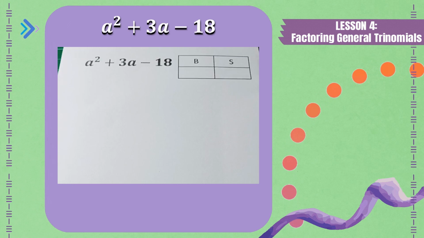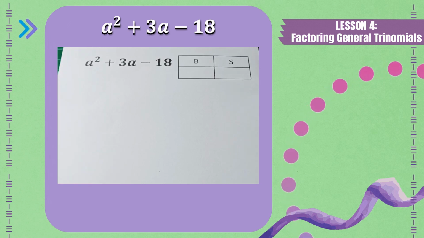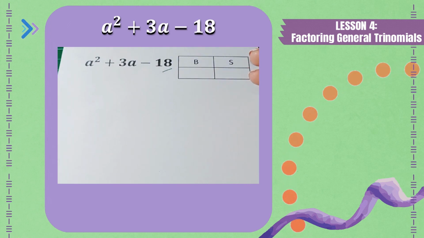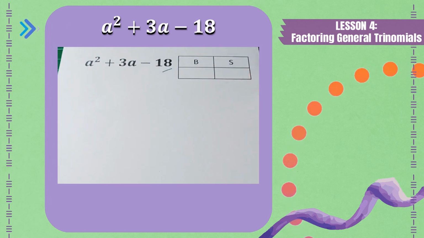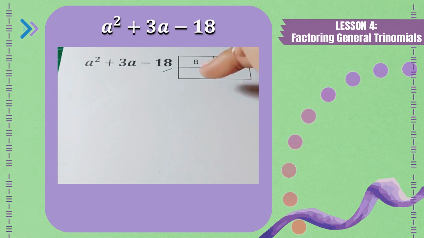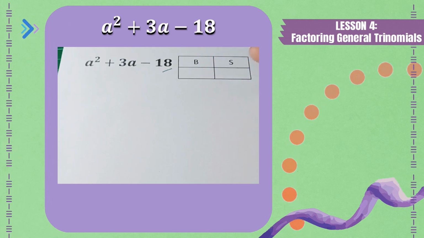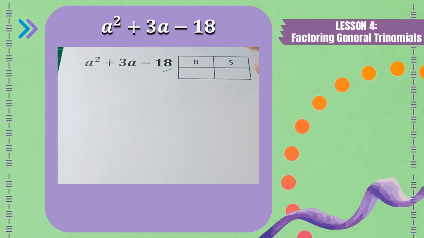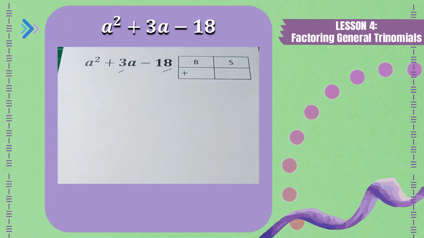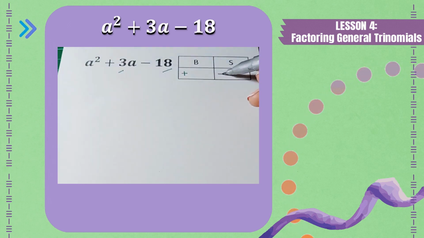So the given is a squared plus 3a minus 18. The last term is negative. Therefore, magkaiba ng sign yung dalawang numbers na hinahanap natin. So, paano natin malalaman kung sino si positive at kung sino si negative? So, si bigger number, ang susundin niya, si middle term. So, kung si bigger number ay positive, si smaller number ay negative.